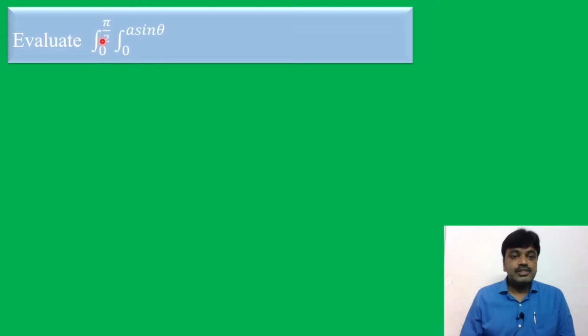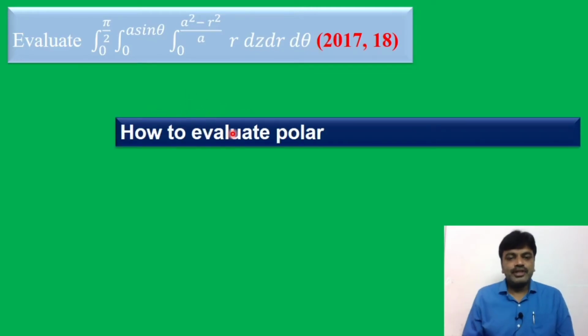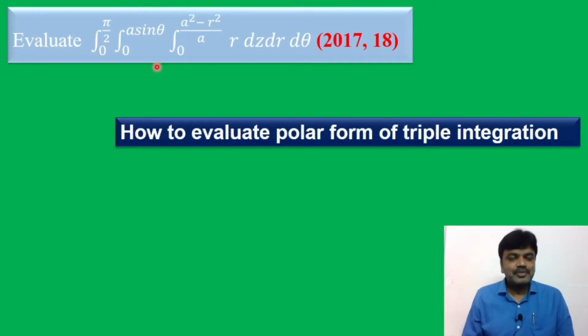Evaluate the integral from 0 to pi by 2, integral from 0 to a sin theta, integral from 0 to (a square minus r square) upon a, r dz dr d theta. How to evaluate the polar form of triple integration?